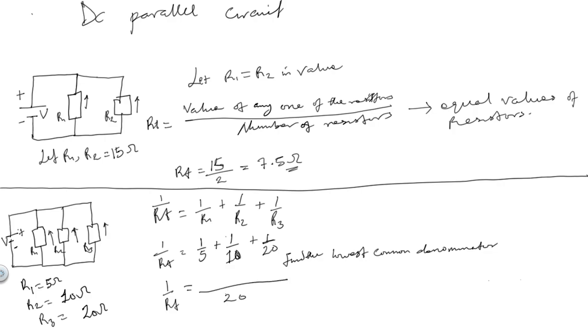5 into 20 would be 4, right? And then 10 into 20 would be what? Let's go back again. 5 into 20 is 4, 4 times 1 is 4. And then 10 into 20 is 2, 2 times 1 is 2. Plus 20 into 20 is 1, 1 times 1 is still 1. So here we say 1 over RT is equal to 4 plus 2, 6 plus 1 is 7, all over 20.